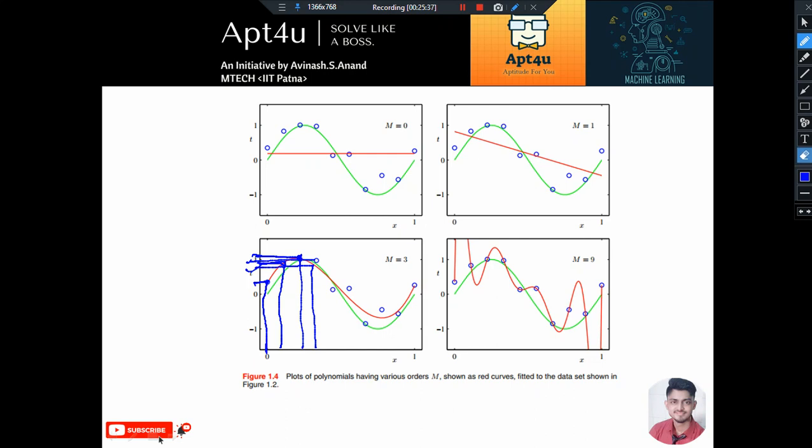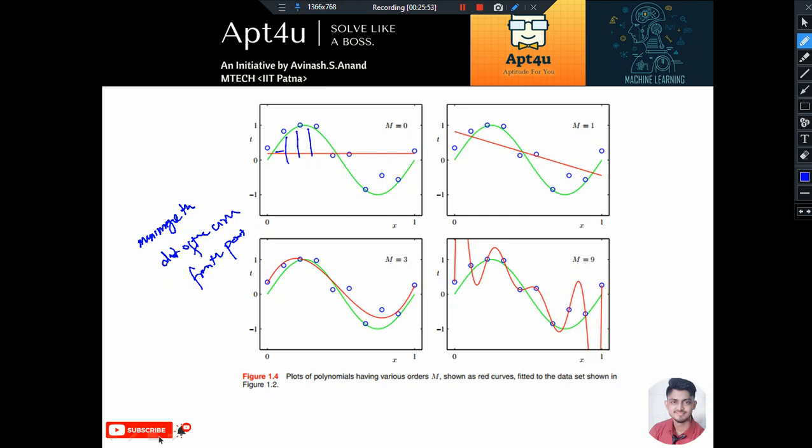So our target was to minimize the error. Minimize the error means minimize the distance of the curve from the data points, right? You can see this curve is very much distant from the data points. Here also you can see the red curve is very much distant from the data points, right? So these are the dispersion, these are the errors.